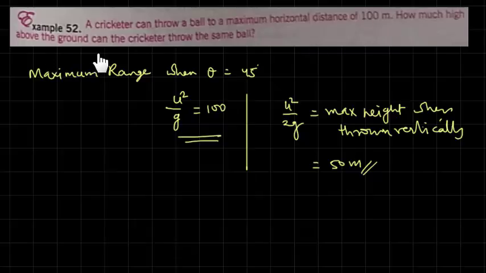How high above the ground can the cricketer throw the ball? That can only happen when the cricketer is throwing the ball vertically up. When it is vertically up, the height is u squared by 2g. So this is half of the maximum range. It comes out to be 50 meters.